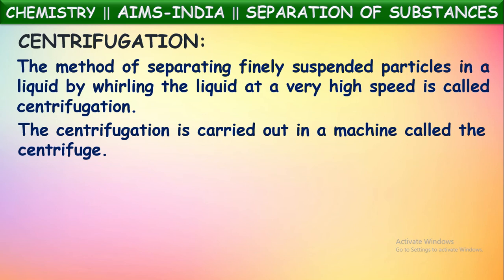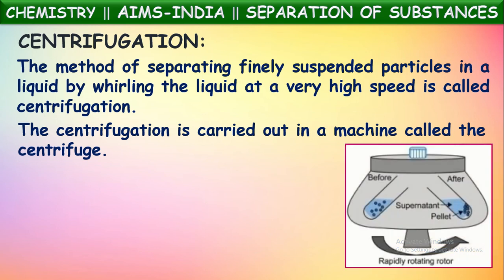When this liquid mixture is whirled at very high speed, the solid components will settle down at the bottom of the container. In that way, the solid suspension will be separated. This technique is called centrifugation, and the machine used for it is called a centrifuge.